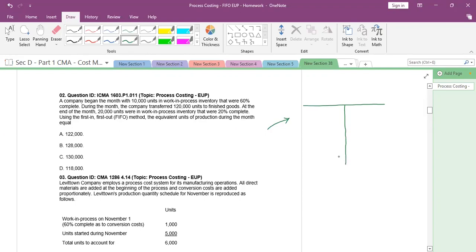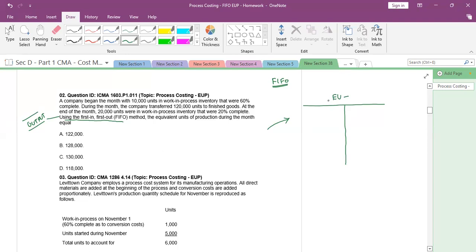T-shape account. So whenever we are doing a question, our concept is to focus on the last part of the question, that is to identify the output. Always in your examination also, you have to use this technique using the first in first out method. So this is FIFO. The equivalent units of production during the month equal to. So the equivalent production they are asking. So equivalent units we are calculating.